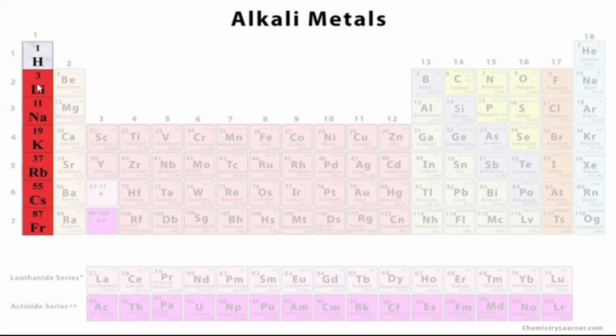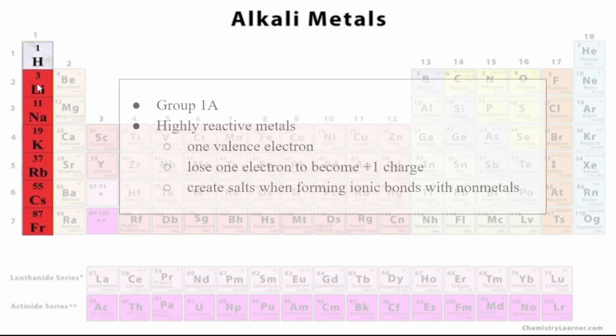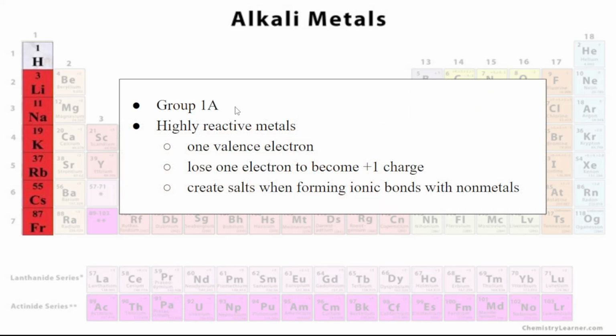So first, alkali metals. Group 1A, highly reactive metals. They have one valence electron. They lose that valence electron to have a positive 1 charge. And they create salts when forming ionic bonds with nonmetals.